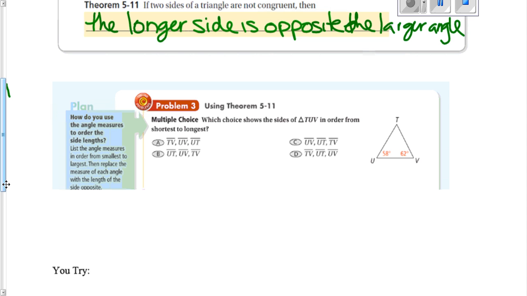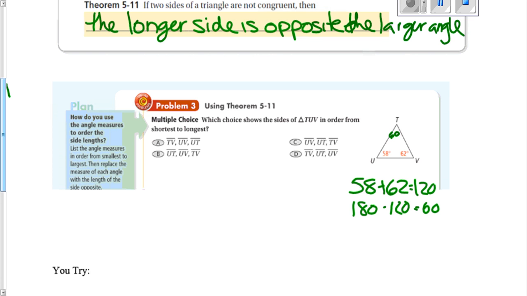Taking a look at this, I have two angle measures. I need to find the third. Remembering what we know about angles, I'm going to add up my 58 plus 62, and that equals 120. Then to find the third angle, I can subtract that from 180. So this third angle up here is 60. I'm going to use those to help me order the sides.